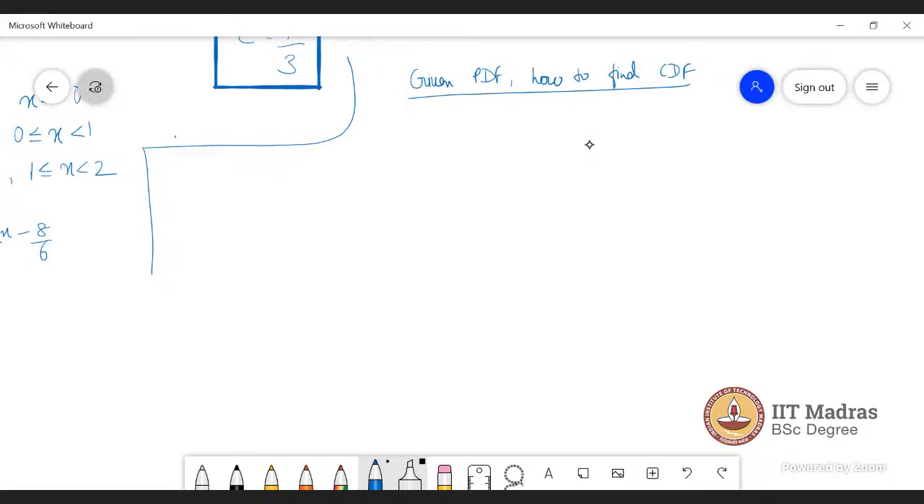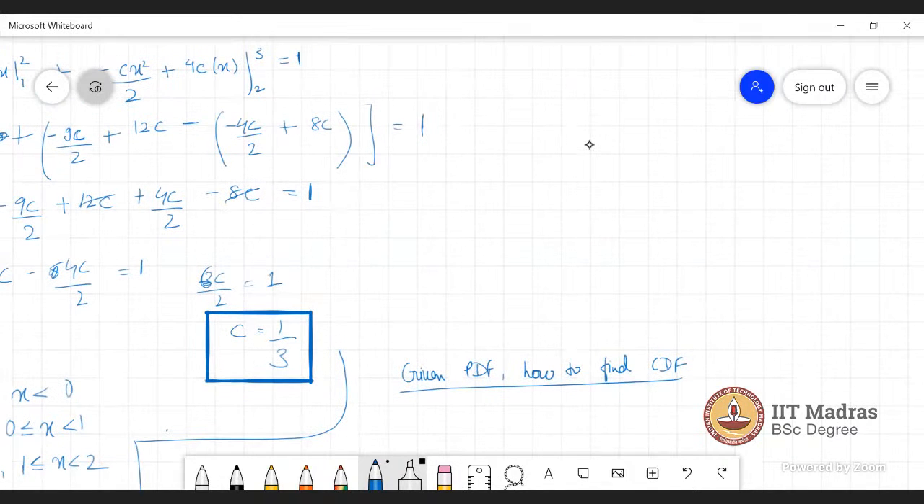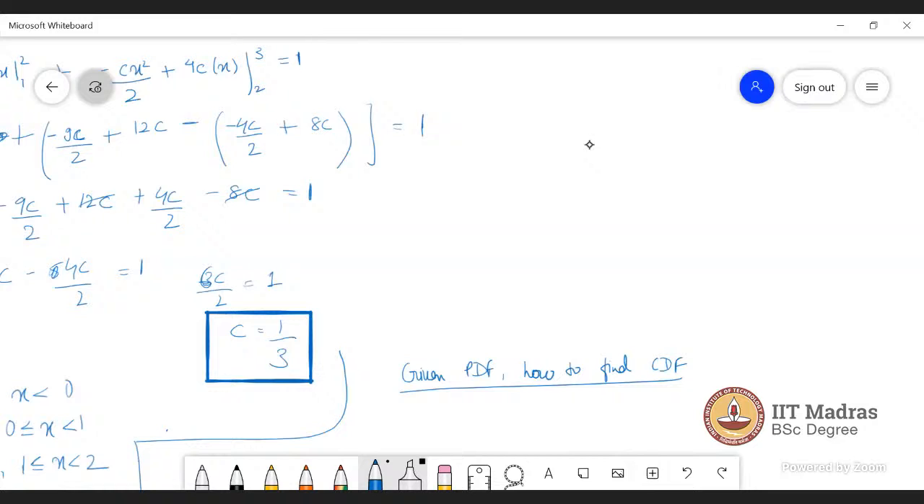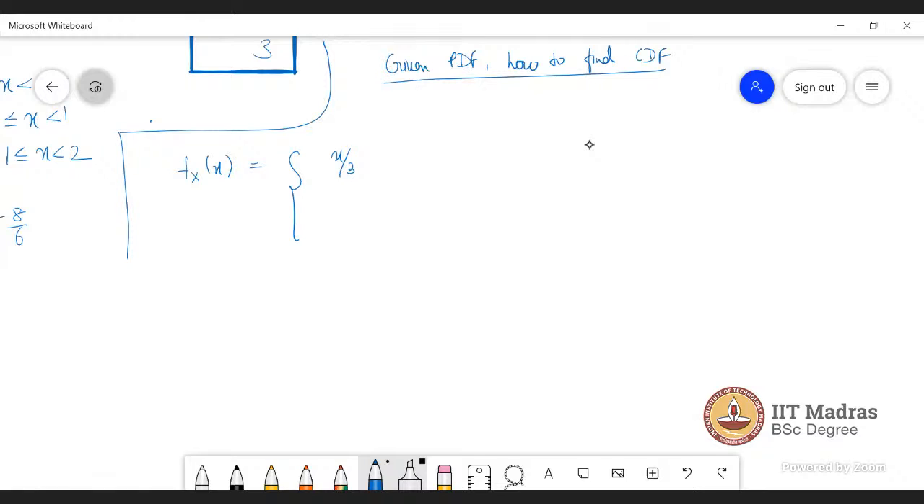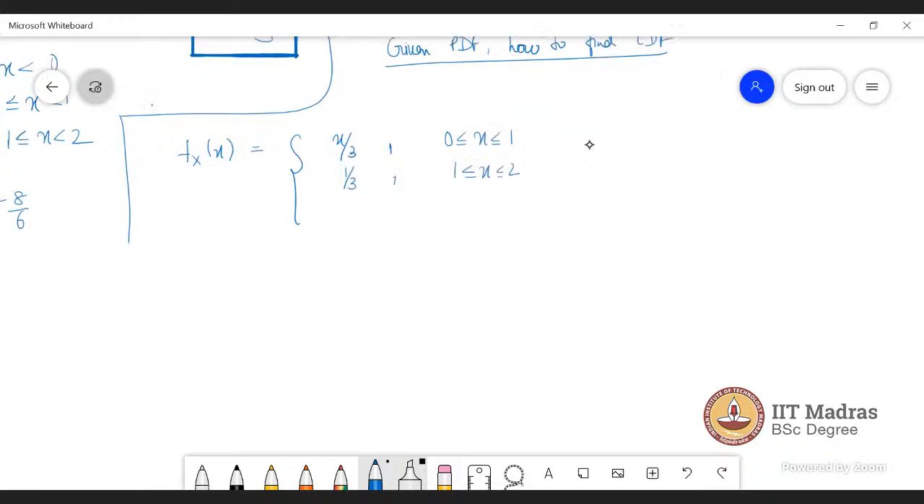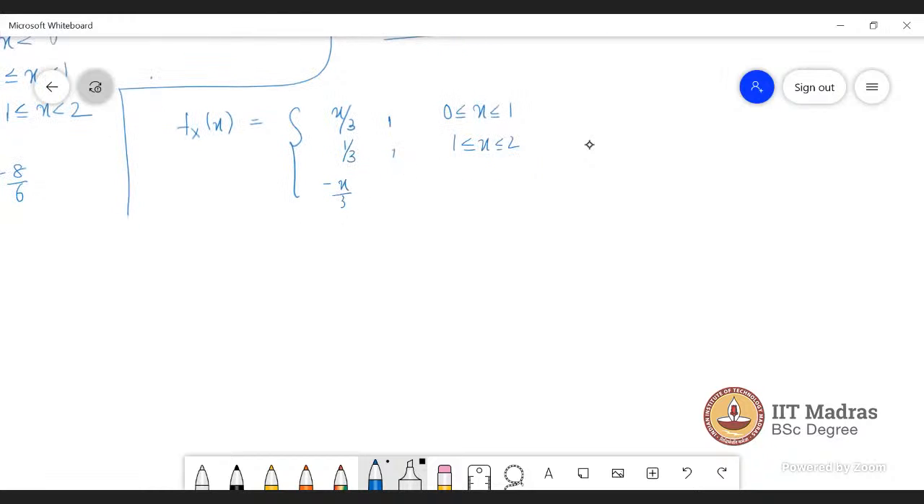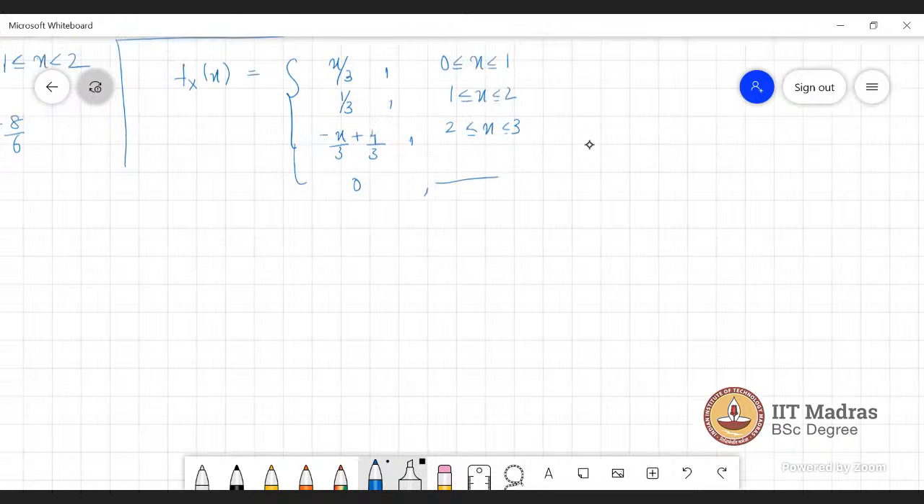So our PDF was f(x) equal to x by 3, after putting the value of c, for x lying between 0 to 1. It is 1 by 3 for x lying between 1 to 2. It is minus x by 3 plus 4 by 3 for x lying between 2 to 3, and 0 otherwise. Okay. So how do you find the CDF?